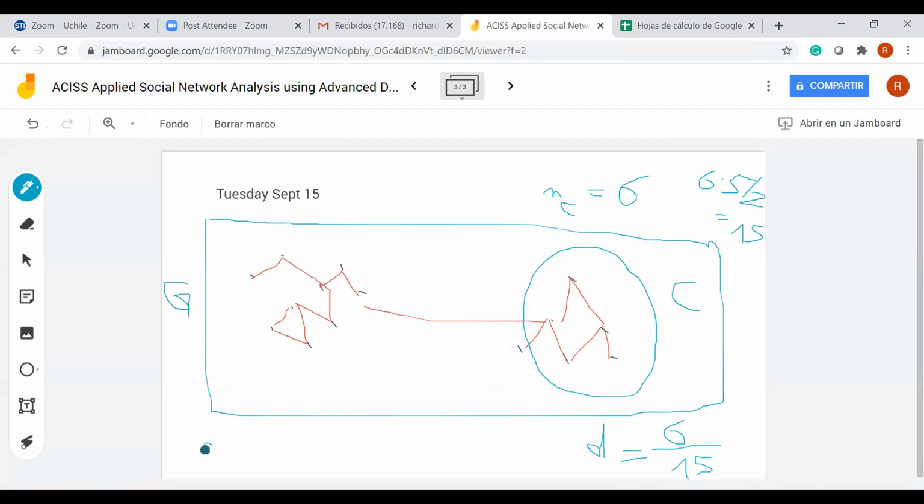Now I will put it here. The inter density is equal to, it's again a formula where we have a denominator and a numerator. In the numerator, we have all the links we could observe that are leaving from C. Just one. How many links could we have at most leaving from C?